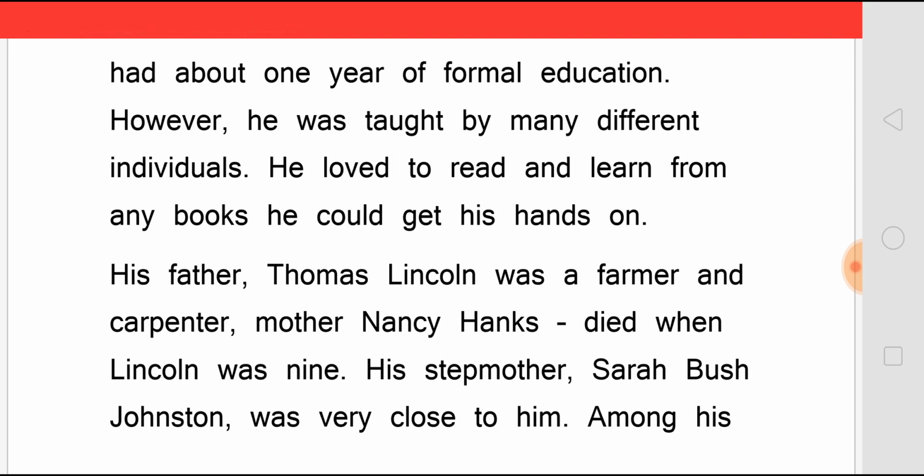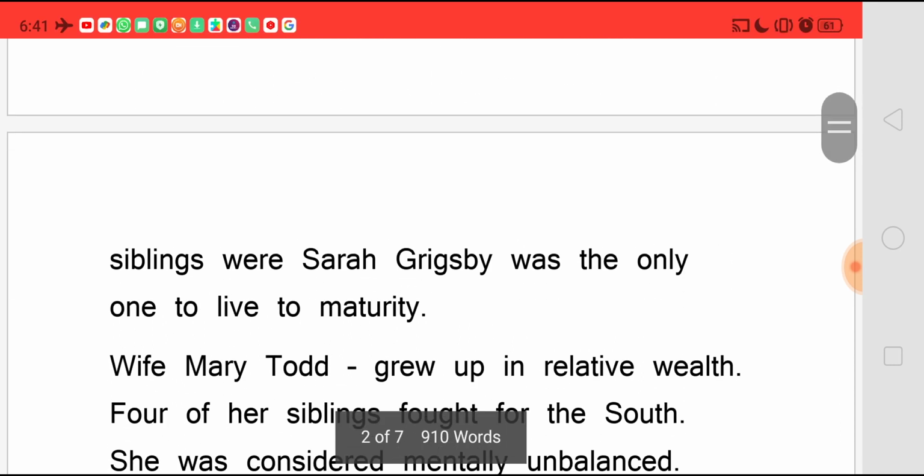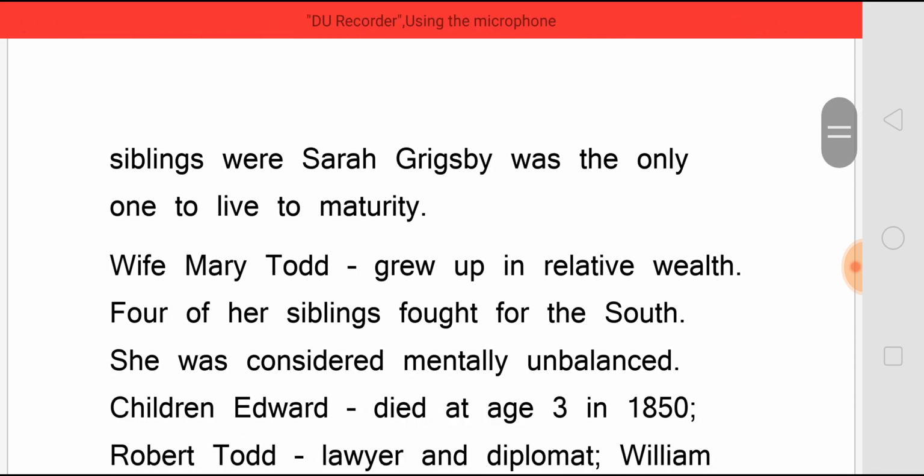His father, Thomas Lincoln, was a farmer and carpenter. Mother, Nancy Hanks, died when Lincoln was 9. His stepmother, Sarah Bush Johnston, was very close to him. Among his siblings, Sarah Grigsby was the only one to live to maturity.